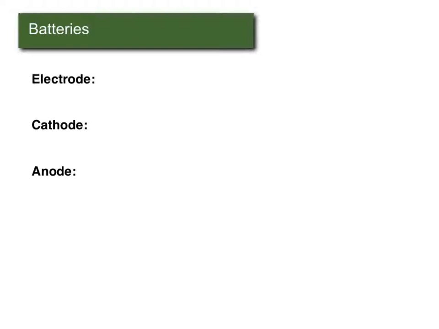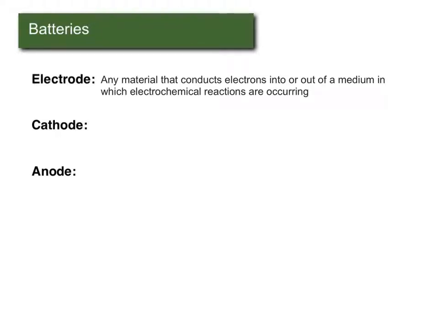Just a few terms to make this a little clearer and make sure we're all using the same language. The electrode is any material that conducts electrons into or out of a medium in which the electrochemical reaction is occurring. That could have been the zinc metal or the copper metal in the voltaic cell that I showed you in the beginning, or it could be the graphite rod or the zinc in the dry cell battery that I just showed you.